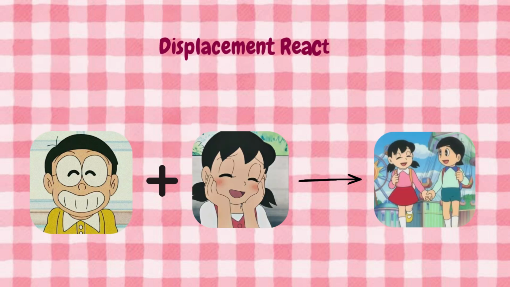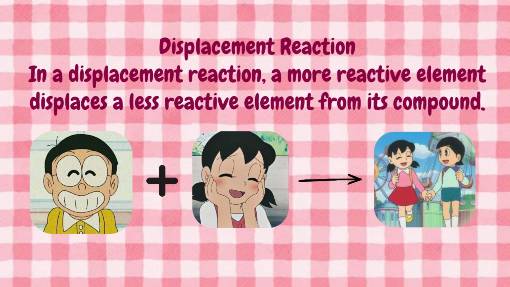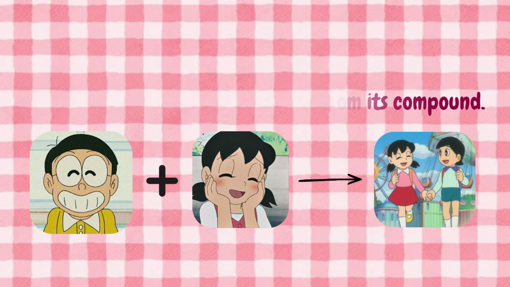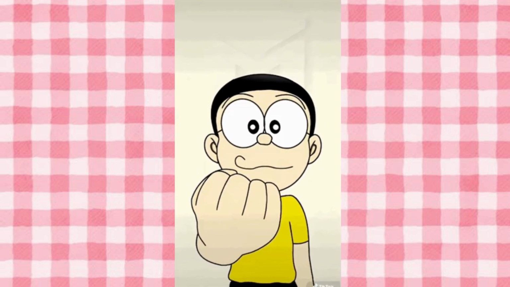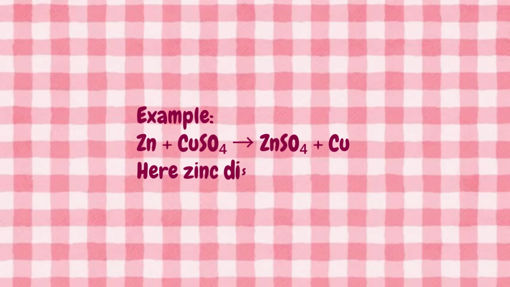11. Displacement reaction. In a displacement reaction, a more reactive element displaces a less reactive element from its compound. Example: Zn plus copper sulfate, right arrow, zinc sulfate plus Cu. Here zinc displaces copper.